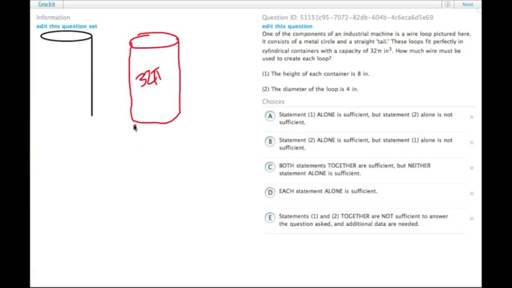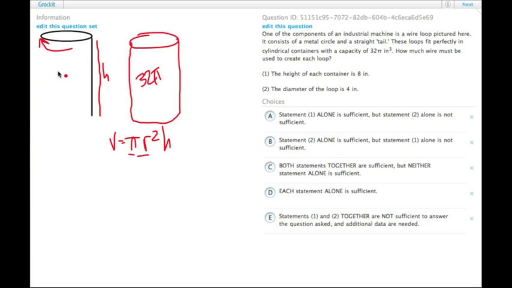Remember that the volume, the capacity of a cylinder, is pi times the radius squared times the height of the cylinder. So we're trying to figure out the wire used to create the loop. So this is the volume. Here, we're going to be using the height of the cylinder for this one stretch of wire. And for the round part here, that's the circumference of the circle, not the area of the circle.